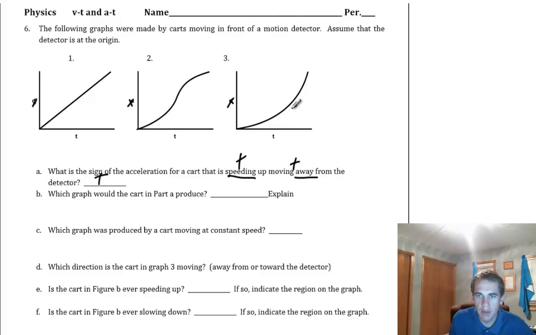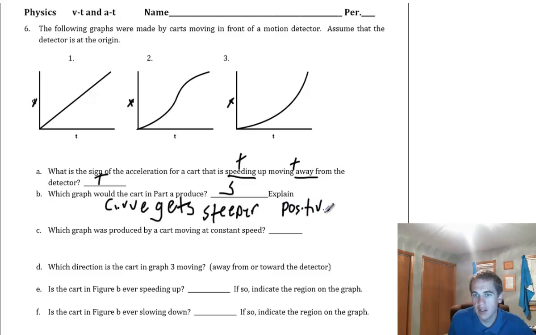This one, graph 3, does show speed up, move away, and we can tell because the curve gets steeper. Okay, and that basically tells us the curve gets steeper and the slope is positive, right? And that tells us it's getting faster and moving away. Which graph was produced by a cart moving at constant speed? That would be graph 1. We can tell because it has constant slope, constant velocity, which means the velocity isn't changing, no acceleration.